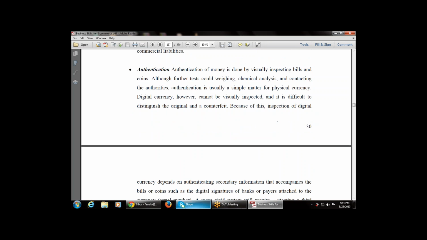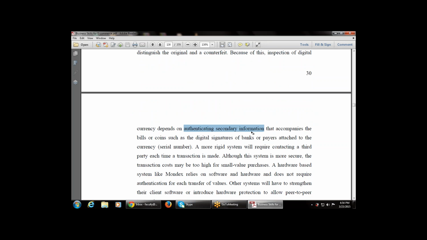Because of this, inspection of digital currency depends on authenticating secondary information that accompanies the bills or coins, such as the digital signature of banks or payers. So if it is difficult to authenticate a digital currency, the second option that everyone is using is to use the digital signatures of the payer and the payee to provide the security or to authenticate the users or to authenticate the digital currencies. So this is the alternative method to authenticate the digital currency.